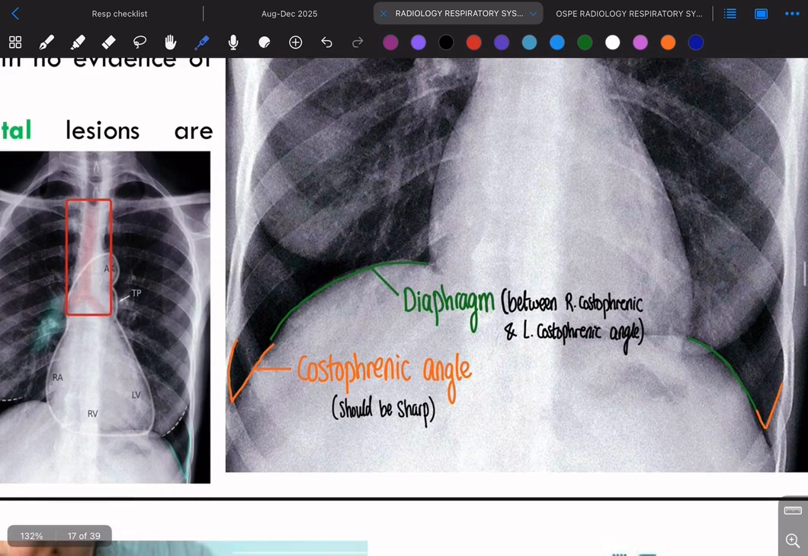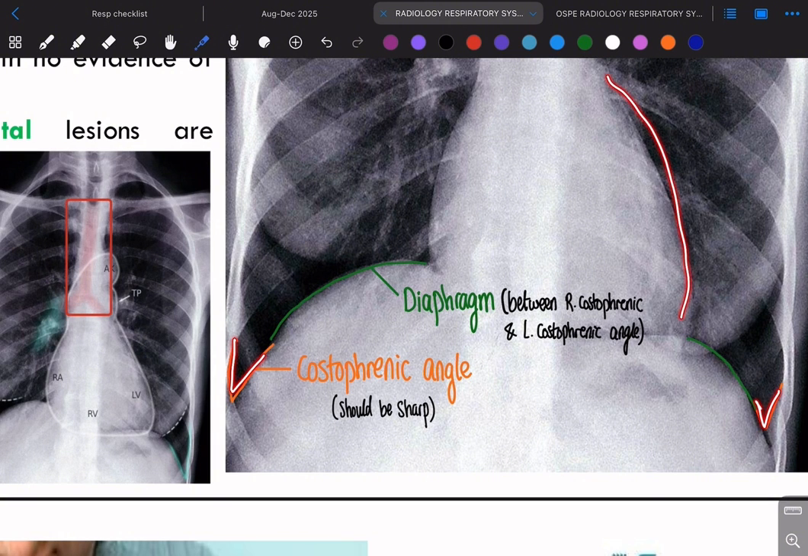So the ones in orange are the costophrenic angles. The costophrenic angle has to be very sharp, as seen here in this image. If the costophrenic angle is not sharp, that means there's something wrong. The normal is that the costophrenic angle has to be sharp, okay? So here we have the right and left costophrenic angles. How do we know? This is the right and this is the left. How did we know? Because of the heart.